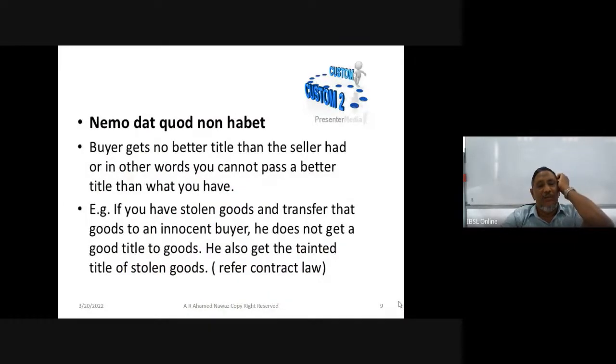This is the Latin term nemo dat quod non habet, which gives the legal position of the transaction. Buyers get no better title than the seller had. In other words, you cannot pass a better title than you have. If you have stolen goods and transfer them to an innocent buyer, he does not get a good title to the goods. He also gets a tainted title of stolen goods. So refer to the law of contract, as the transaction is governed under the law of contract.